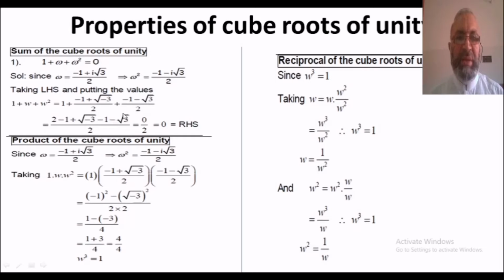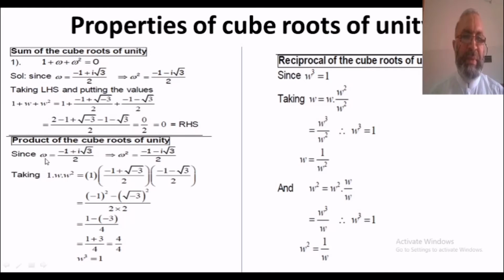So (2 - 1 + √-3 - 1 - √-3)/2. The plus √-3 and minus √-3 cancel each other. Similarly, 2, minus 1 and minus 1 are adding negative, minus 2, and this cancels with plus 2. Thus 2 - 2 becomes 0. 0 by 2 is equal to 0, the right hand side. Thus the result is proved that the sum of the cube roots of unity is 0.